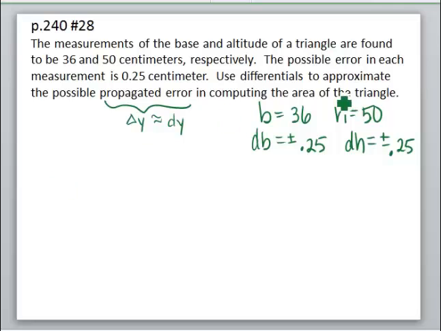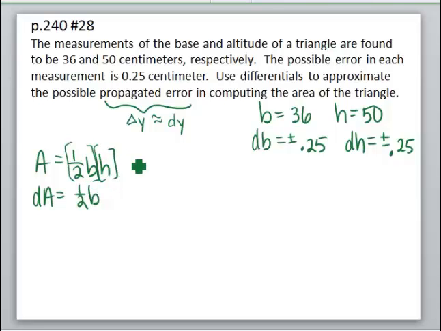What we're going to do is compute the area. The area of a triangle is 1/2 base times height. I'm supposed to use the differentials to approximate the propagated error, so what I'm going to do is take the derivative to be able to use those differentials. So this is a product rule. I need to say b first, and I'll count this as my first term here, and then h as my second term. So first times the derivative of the second, which would be dh, plus the second h times the derivative of the first, which would be 1/2 db, because I'm taking the derivative of b.